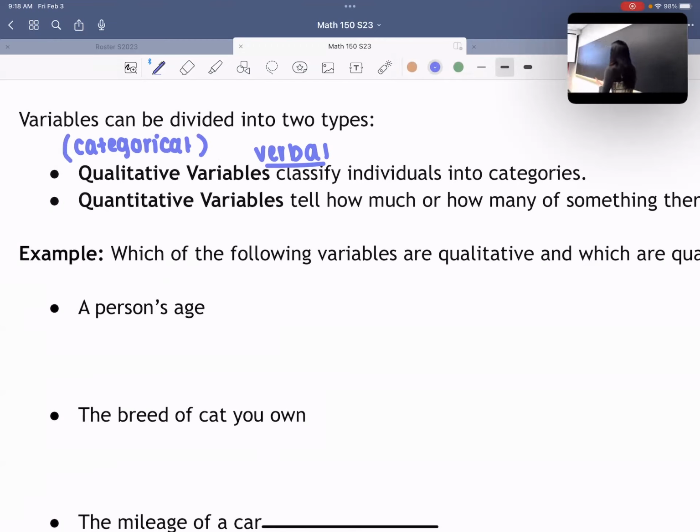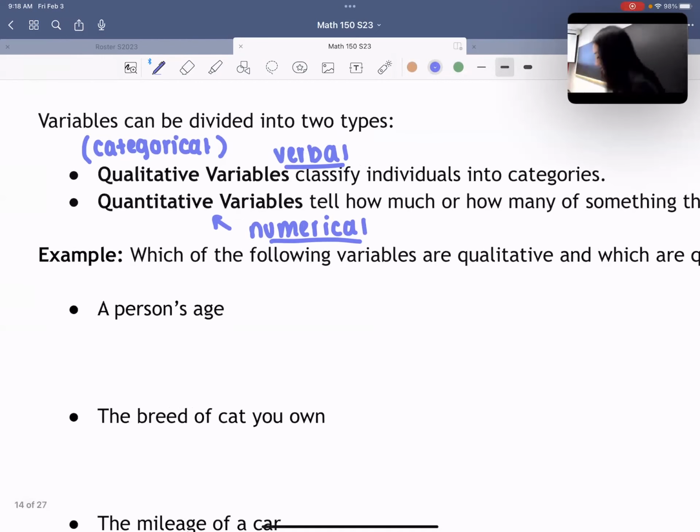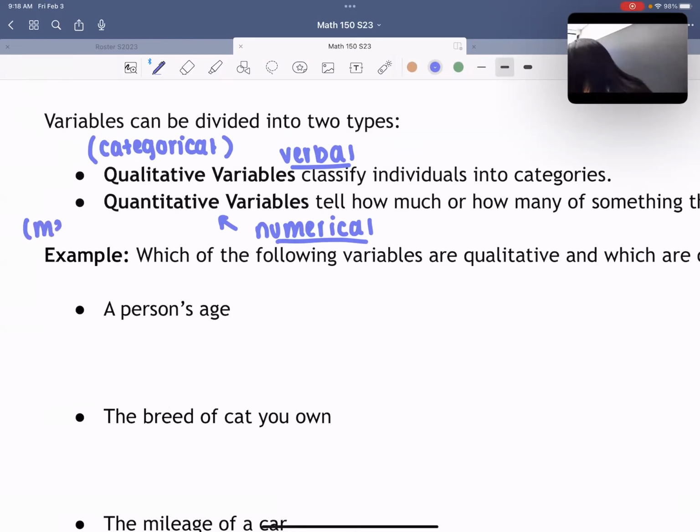Now, on the other hand, quantitative, when I ask the quantity of something, you're always going to respond with a number, right? So quantitative are always numerical, okay? So numerical answers. Now, another word for quantitative that you might see in some textbooks is the term measurement data. So don't worry if you see measurement or categorical, all they mean is qualitative and quantitative. So qualitative, verbal, quantitative, you answer with a number.